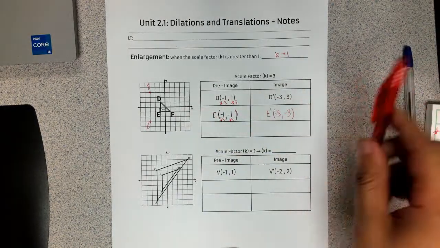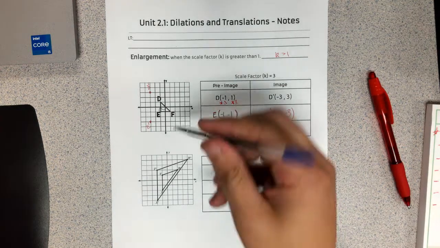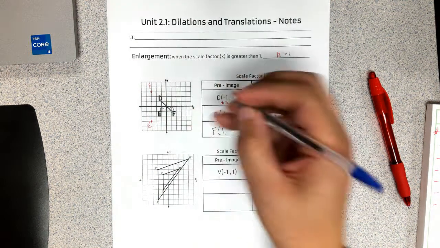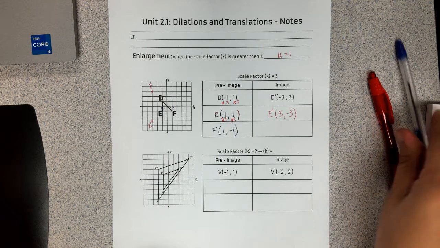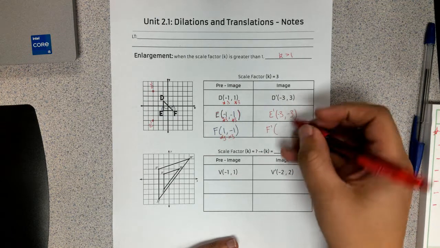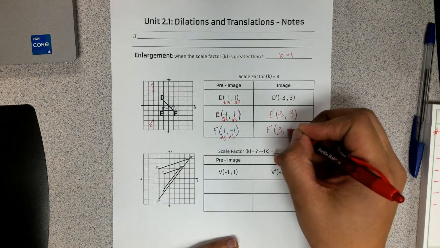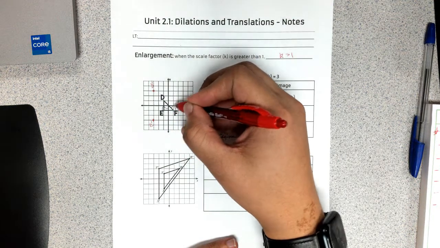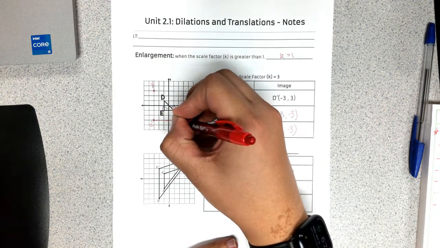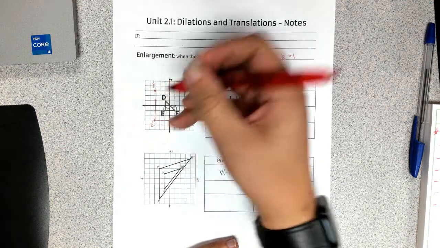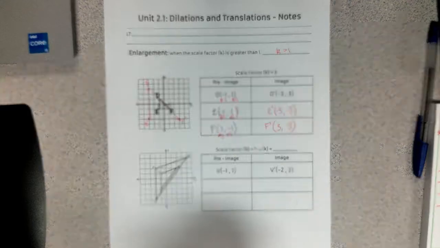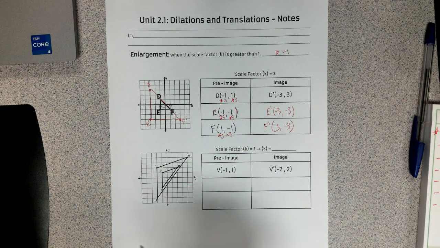And I repeat this for F. So F is located at positive 1, negative 1. So once again, I multiply by 3. And so F prime, or the new image, is going to be at 3, negative 3. Which means that I'll be 1, 2, 3, 1, 2, 3. And if I connect all my lines here, and do a semi-decent job of that, we can see that my triangle got bigger. And that's what we want for our enlargement.